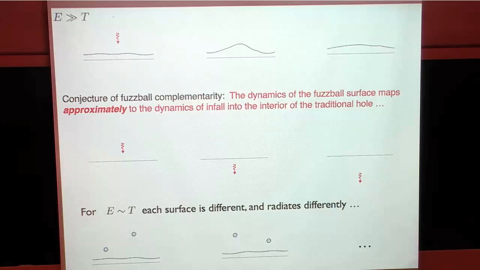So what does approximation mean here? Well, all the fuzzballs are different, because each one is going to be a different fuzzball state, since there are e to the S different states. So if you look at the low energy radiation from them at temperature T, they are different. That's how the information is coming out.